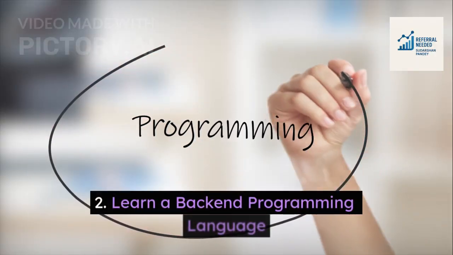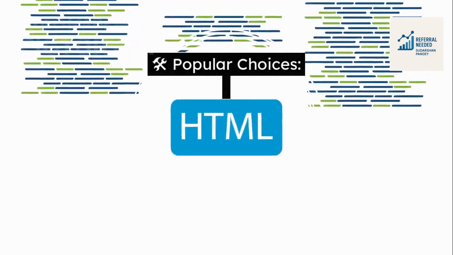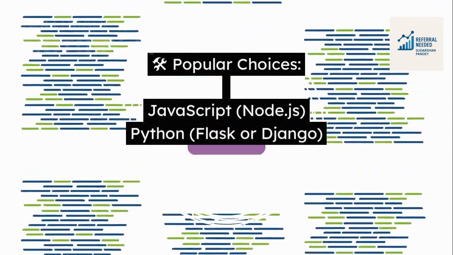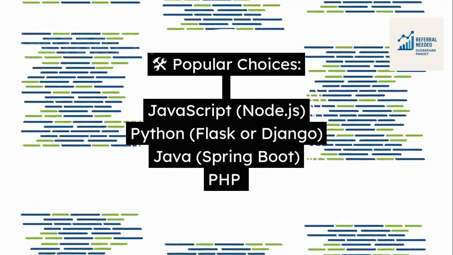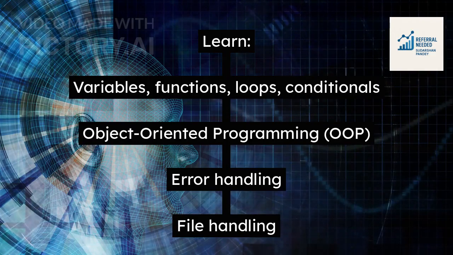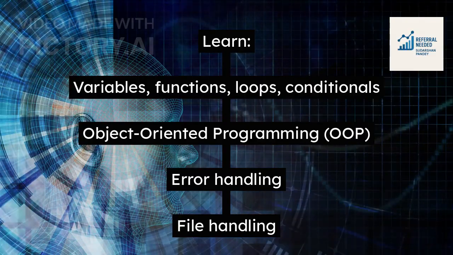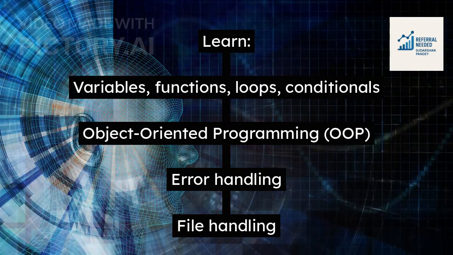2. Learn a backend programming language. Popular choices: JavaScript, Node.js, Python, Flask or Django, Java, Spring Boot, PHP, Go, Ruby. Learn variables, functions, loops, conditionals, object-oriented programming (OOP), error handling, file handling.